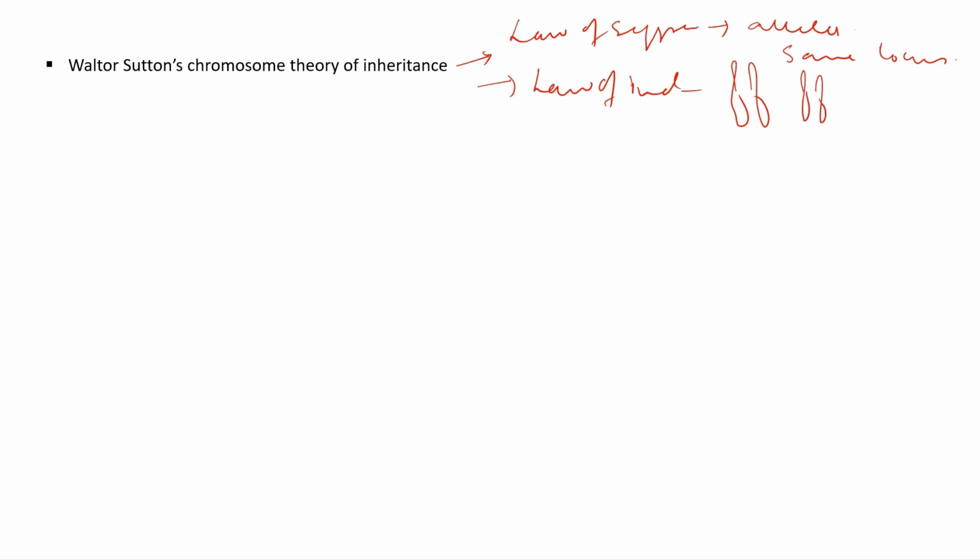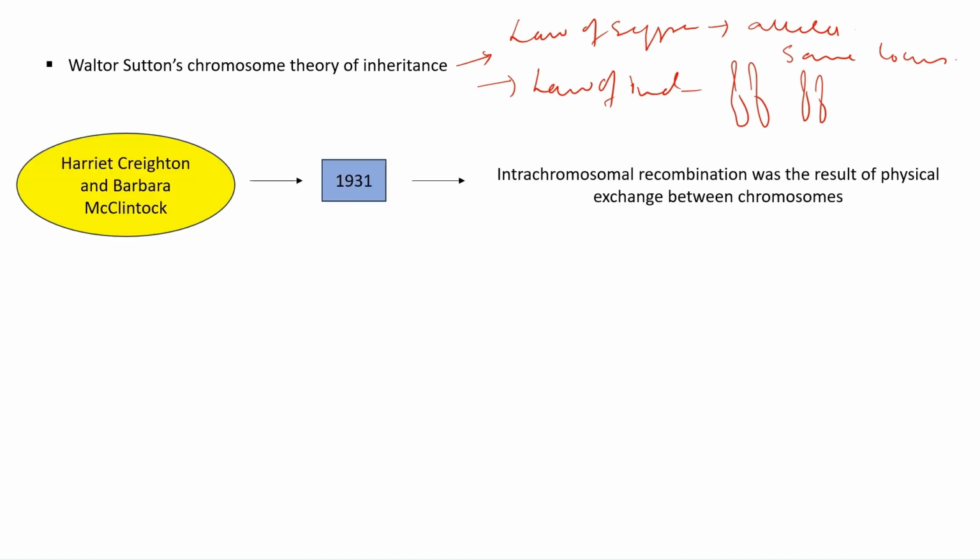This we already learned. Now, Harriet and Barbara in 1931 said that intrachromosomal recombination was the result of physical exchange between chromosomes. What does it mean? Say for example, this is one pair of homologous chromosomes. Now, if recombination takes place between these two partners, then from here it gets recombined. So after recombination, it will be like this.